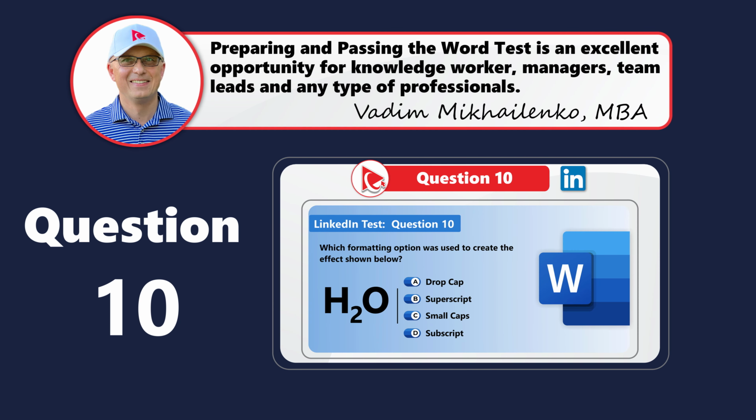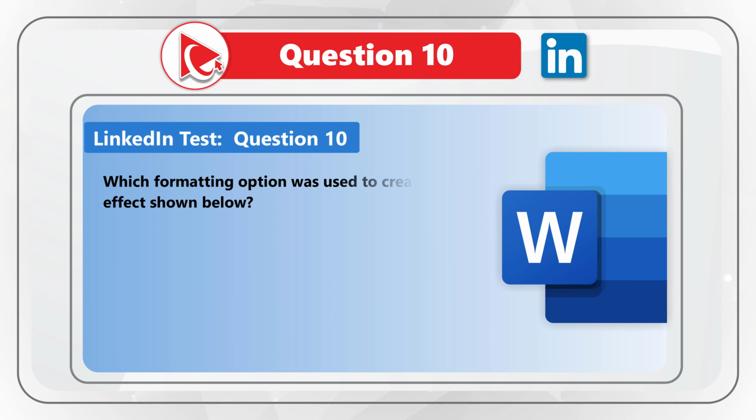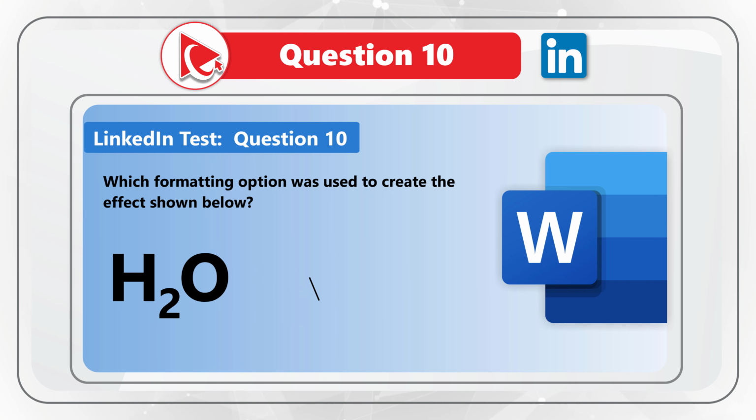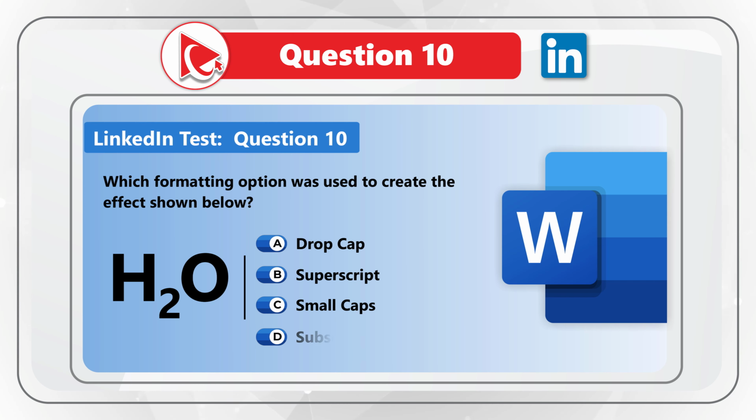In question 10, you were tested on your knowledge of Microsoft Word text effects. Which formatting option was used to create the effect that's shown below? You're presented with the formula H2O, and you have 4 different choices for the effect: drop cap, superscript, small caps, and subscript. Do you know the answer?